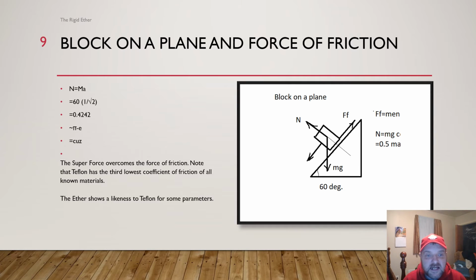Note that Teflon has the third lowest coefficient of friction of all known materials. It's an important point, and it may be why the ether material is actually a Teflon, because of the fact that the coefficient of friction is so low.